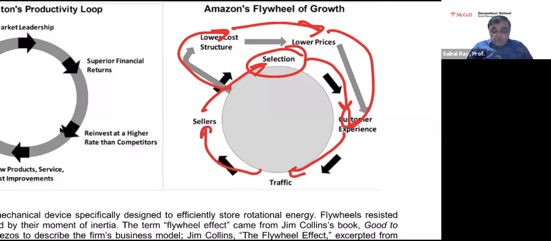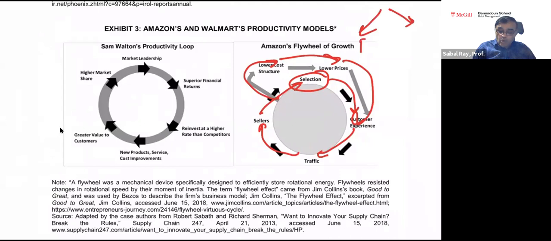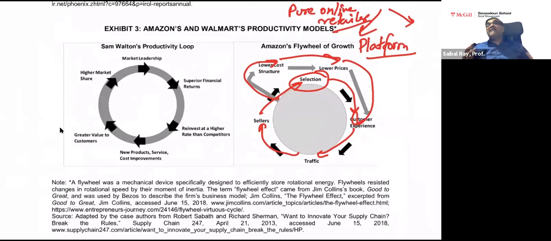So now there are two things Amazon is doing. Amazon is becoming more of a platform. So what is a platform? Amazon started as a pure online retailer. How did Amazon work initially? Think about when Amazon started. How did the business model of Amazon used to work? What do you think? Initially, how did Amazon work?